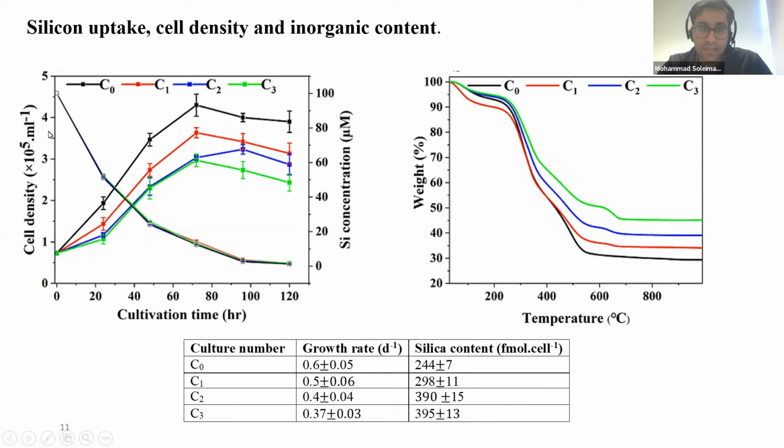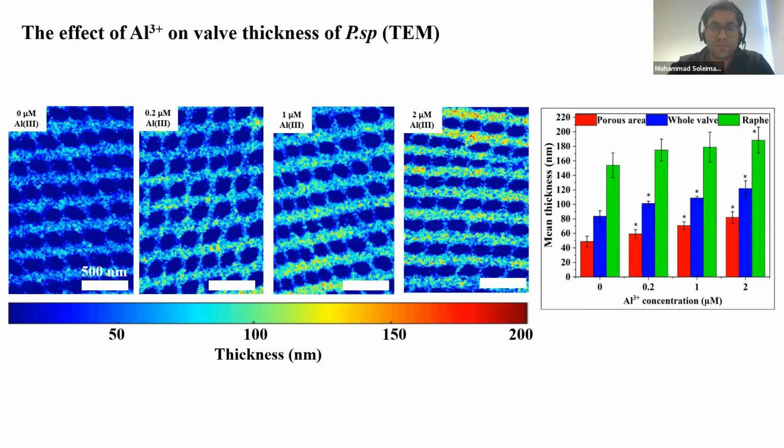And also, based on the cell density measurement and silicic acid uptake, we determined the silica content in the sample. In the sample with the highest concentration of aluminium, we have around 60% more silica in comparison to the sample without aluminium. And it was really surprising because the only difference that we found was the pore size of the valve, so there should be something else changing in the presence of aluminium.